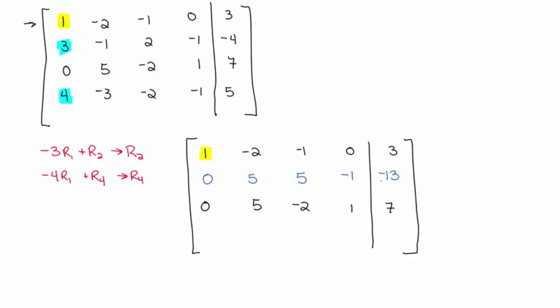Do the same thing, row 1, I'm going to multiply by a negative 4 and add it to row 4. So that'll be a negative 4 plus 4, which is a 0. It'll be a negative 4 times negative 2, which is a positive 8, plus a negative 3 is a positive 5. Oof, this does not look good, actually.